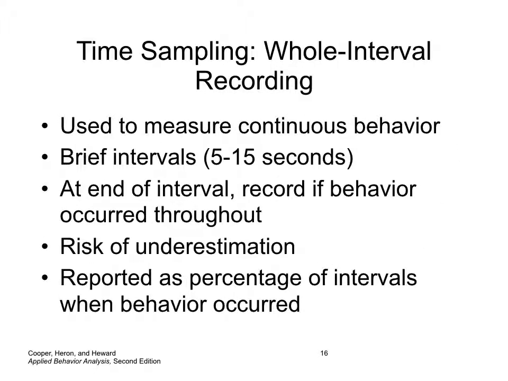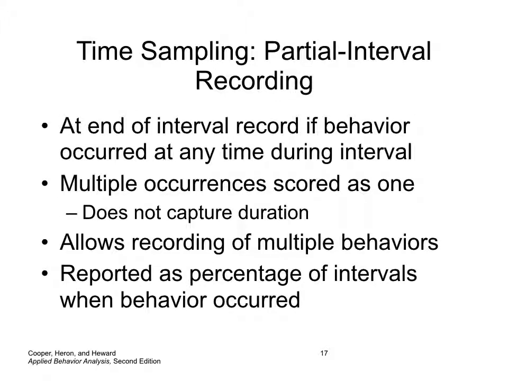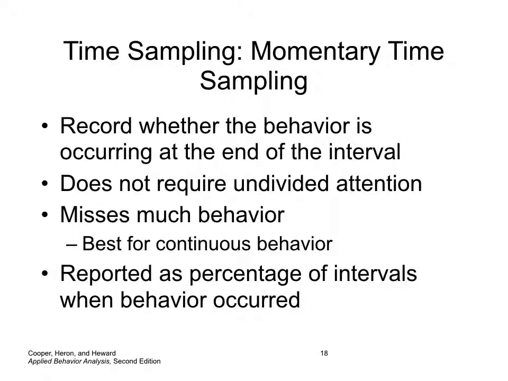Time sampling procedures include whole interval, which is to measure continuous behavior within an interval, partial interval recording, which is to see if behavior occurred at any time during the interval, and momentary time sampling. In these methods, the researcher will record whether the behavior is occurring at the end of the interval.